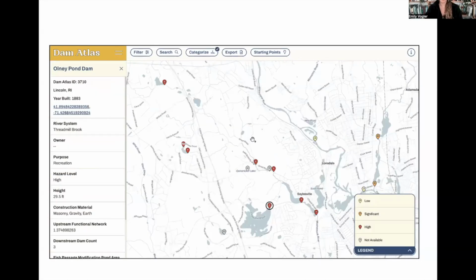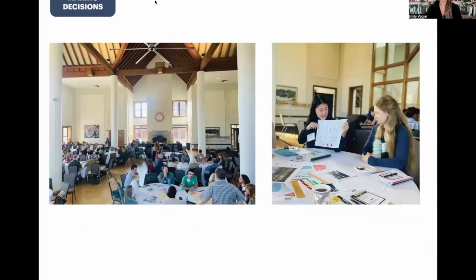And then the idea being that you can go in and categorize them by hazard. We have a whole different range of ways you could categorize them. And then the last segment, or section, of the dam atlas is about making decisions. And this is something I'm going to spend a bit more time talking through, because I feel like this in some ways is the most important contribution that I'm hoping this work makes to our field.